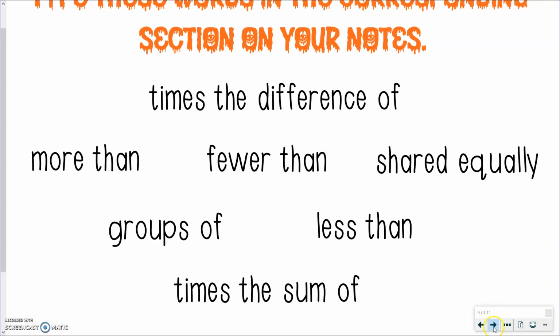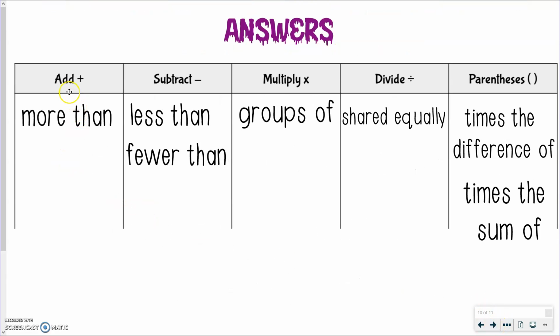All right, let's take a look. Well, more than is going to be add. That's just like if we were saying more, but more than would make that comparison. Less than and fewer than are virtually the same thing. That would be subtraction. You're subtracting it. You're saying less than this. Groups of would be multiplying. You have groups of something. Shared equally would be divide because we're divvying it out for each person, so shared equally.